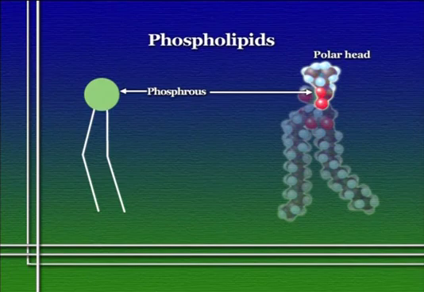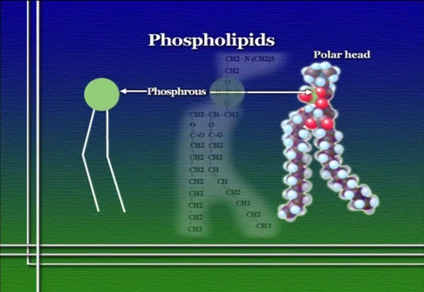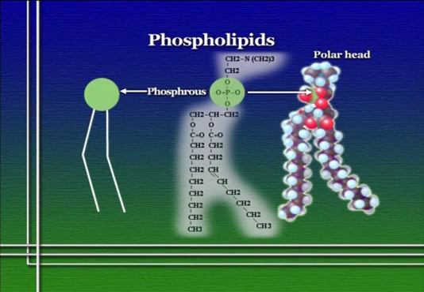Extending off of this phosphorus part of the molecule are a couple of tails that are composed of a long chain of carbons attached to hydrogens. So you can think of a phospholipid as having a phosphorus head from which extend a couple of long carbon-hydrogen tails.